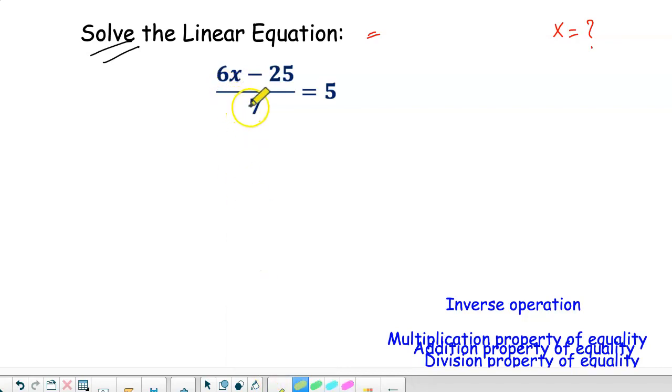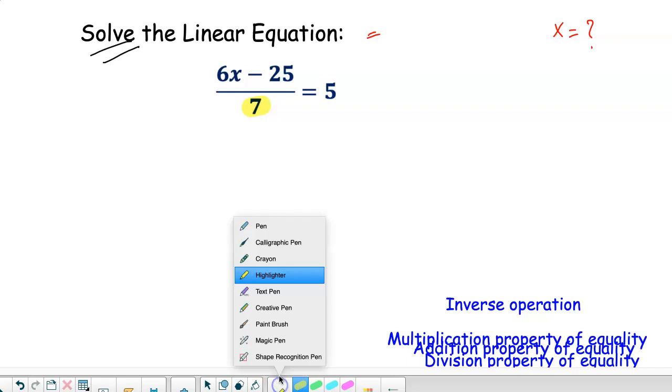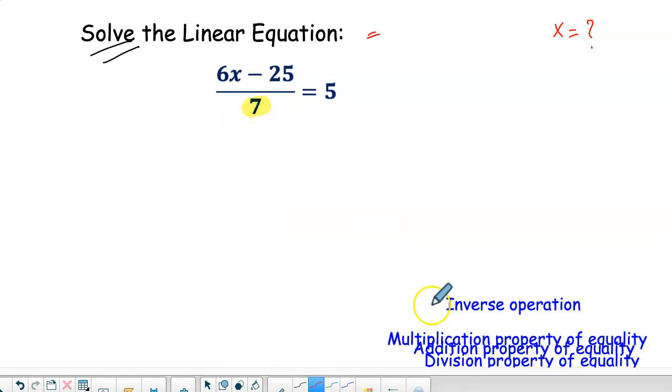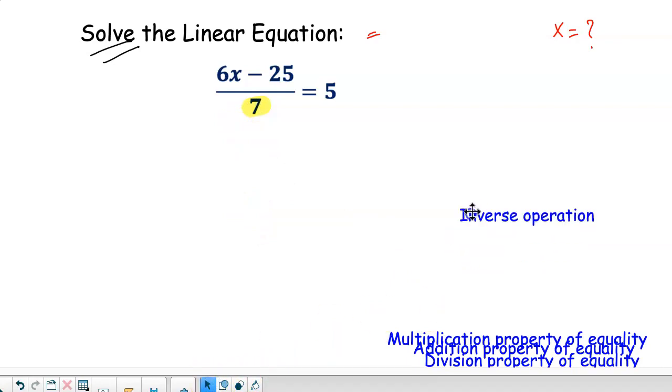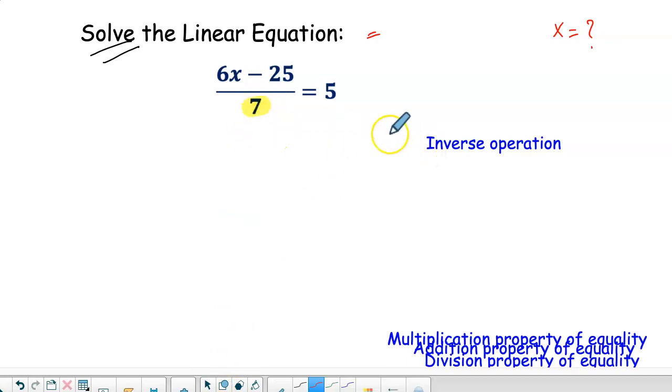So how do you cancel the 7 which is in the denominator? That is, it is dividing this expression 6x minus 25. So in order to cancel that 7 from here, we have to do the opposite operation. That's what is called the inverse operation. As you can see, that 7 is dividing the expression 6x minus 25. So what is the opposite operation of this division by 7? The inverse operation of division is multiplication. Likewise, if you have addition, the opposite is subtraction. If there was a subtraction, you must do the opposite, that is addition. Similarly, for multiplication, it is a division.